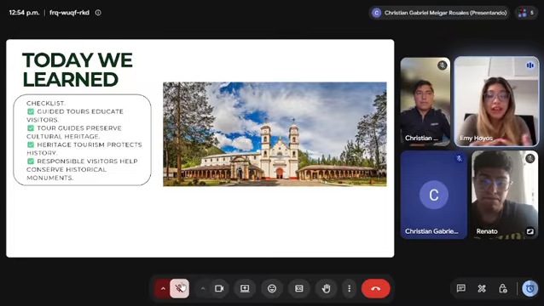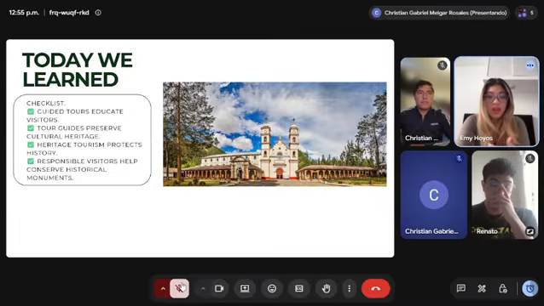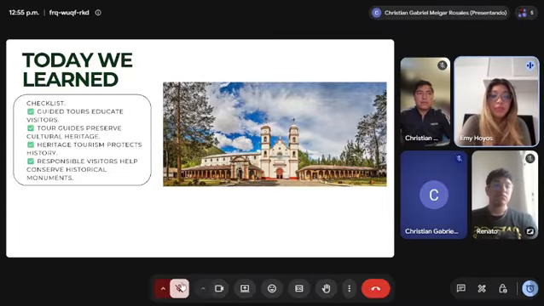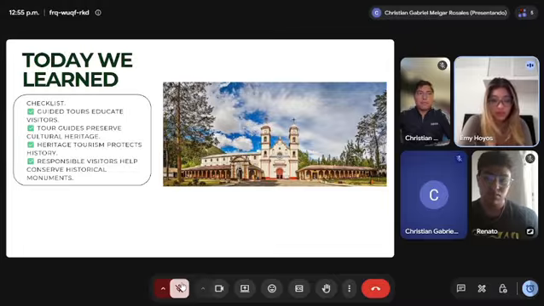Today, we learned that guided tours are much more than simply visiting a destination. Professional tour guides educate visitors, communicate effectively, and help preserve cultural heritage through meaningful experiences.